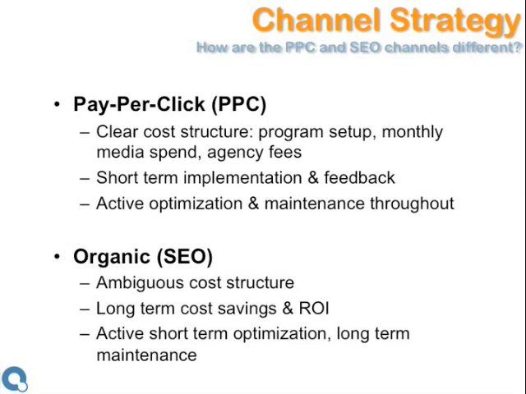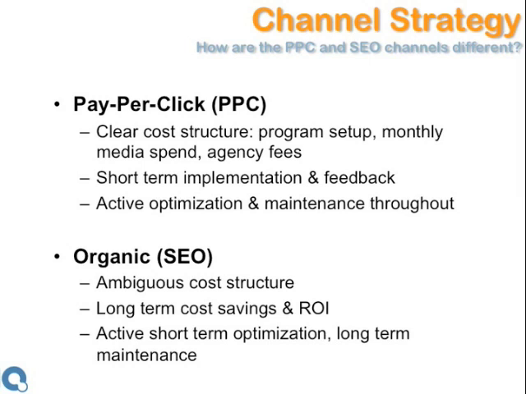What makes them different? Here's where the channels diverge. Pay-per-click, you've got a very clear cost structure. Generally, an SEM agency will charge you a fee to set up the program. There will be an overt monthly media spend, something which is highly customizable and can be changed at a moment's notice. And there are generally agency fees to manage that spend on a monthly basis. Also, you're getting short-term implementation and feedback, and these feedback loops are very quick and very dynamic. Active optimization and maintenance throughout the entire program.